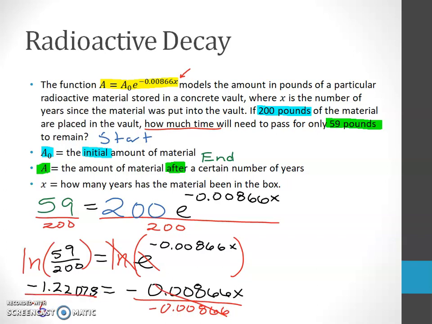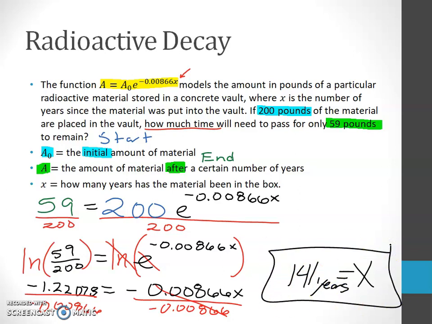I've got to divide this side also by negative 0.00866. And when I do that, I end up with negative 1.22078 divided by negative 0.00866. I get 140.96, so I can round that up to 141 years. It's going to take 141 years for that radioactive material to only have 59 pounds be radioactive. Okay? So, quite a while.